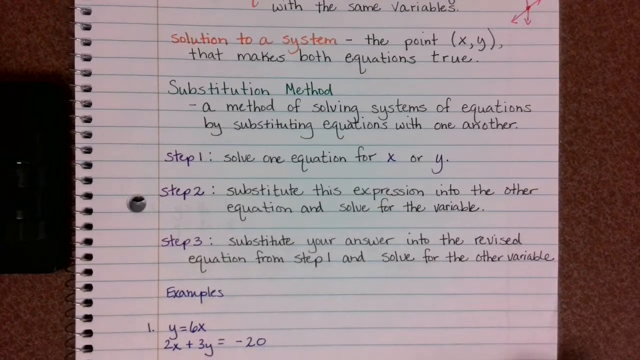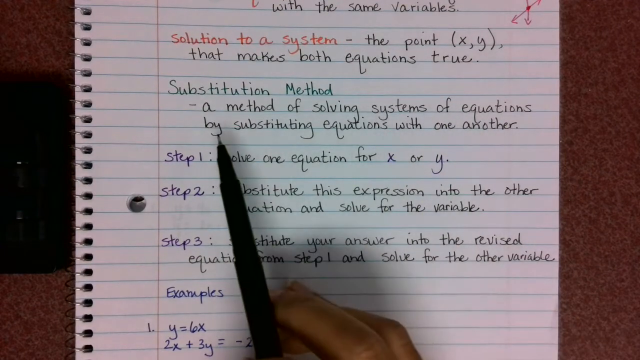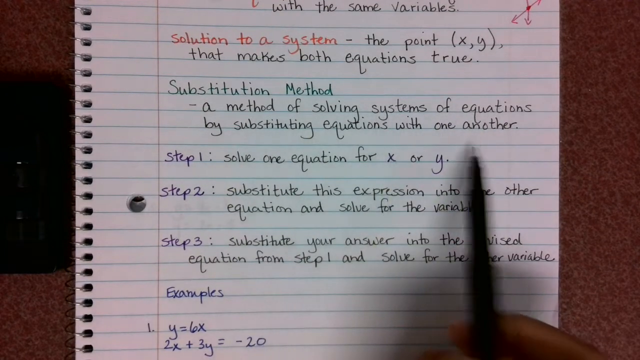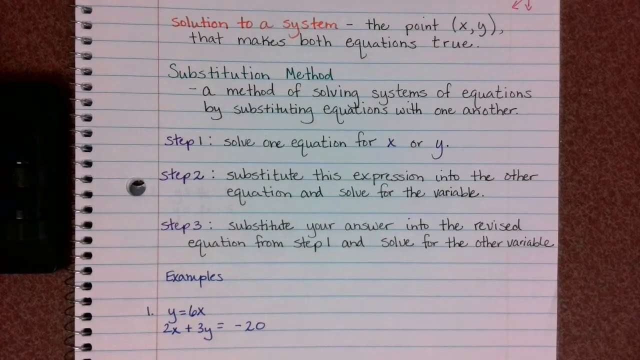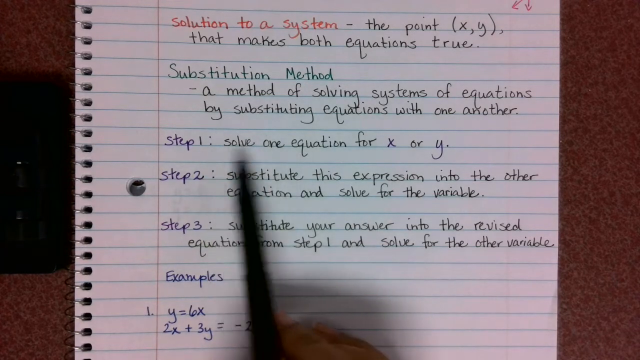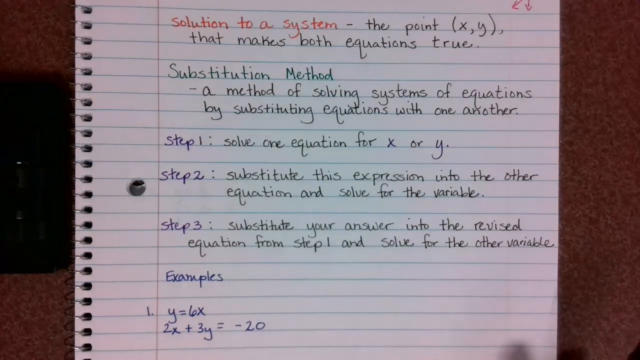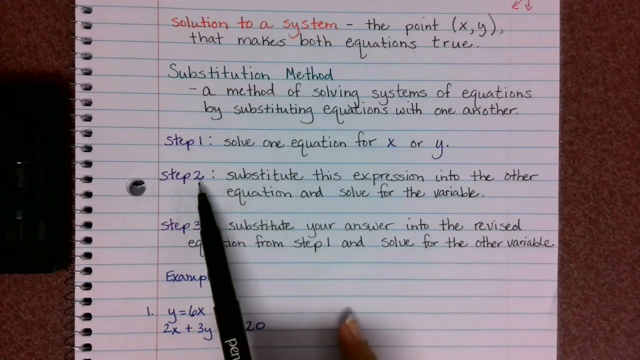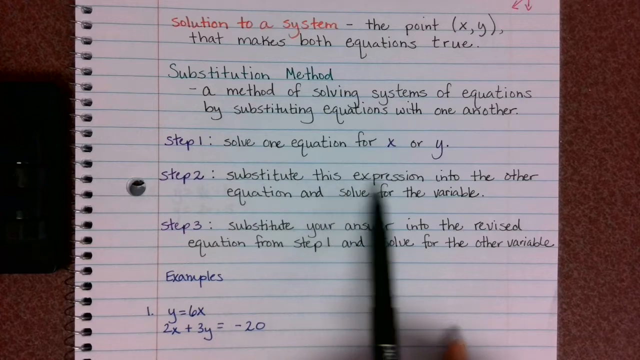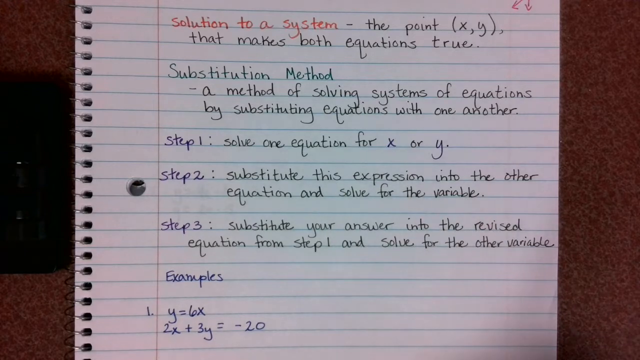The substitution method is a method of solving systems of equations by substituting equations with one another. So we're going to take one equation, typically the first one, and we're going to put it into the second equation in order to solve. So step 1, we're going to solve one equation for x or y. Step 2, we're going to substitute this expression into the other equation and solve for the variable.